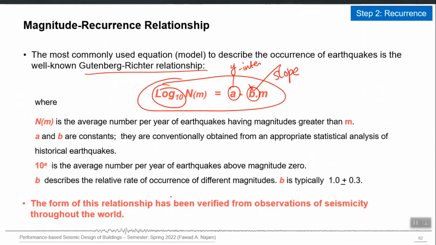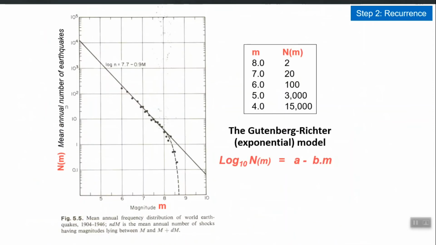So, the validity of this relationship has been verified from observations of seismicity throughout the world. For any region, if you select the historical data, on average you will find that as the magnitude increases by 1, the number of earthquakes of that magnitude reduces by 10, right? So, the trend always follows a straight line in log scale.